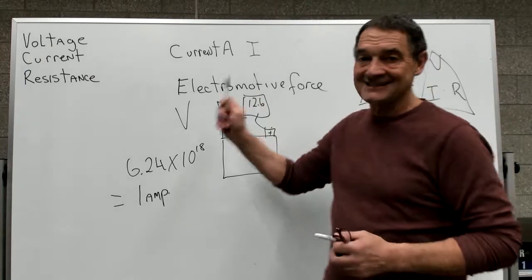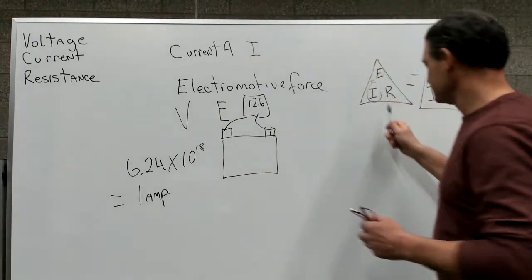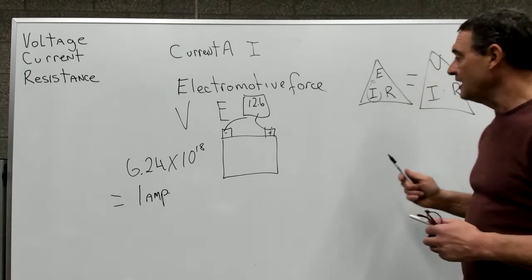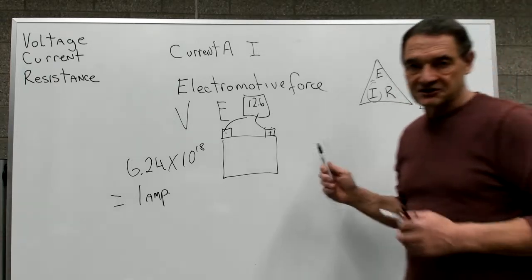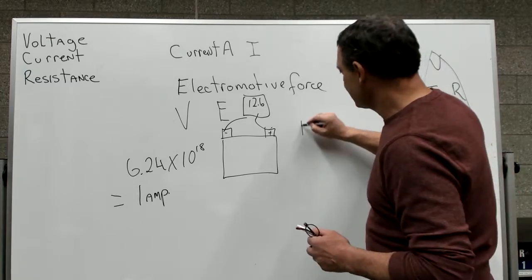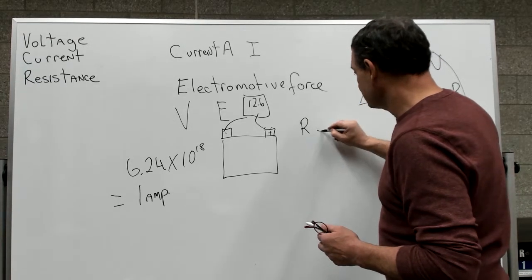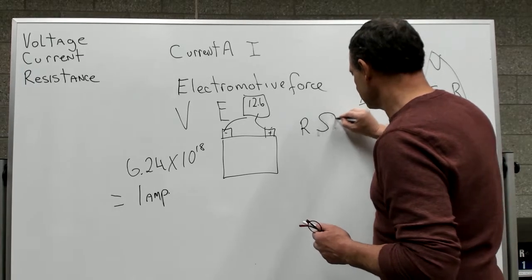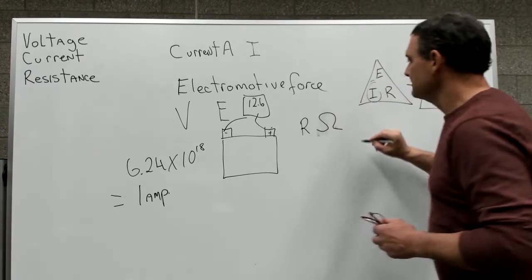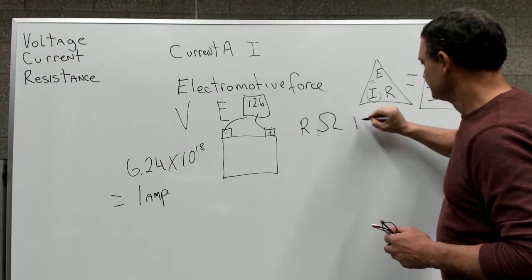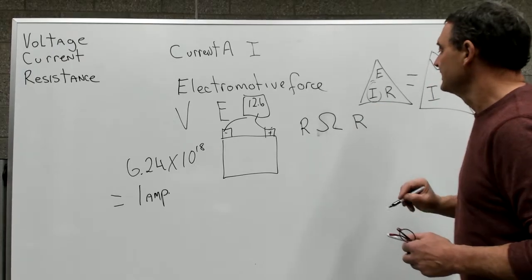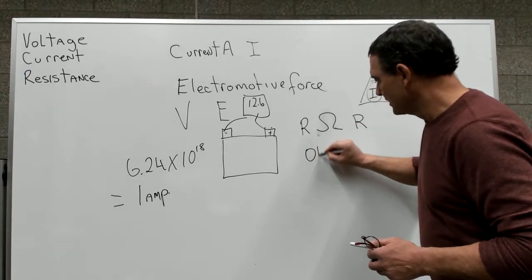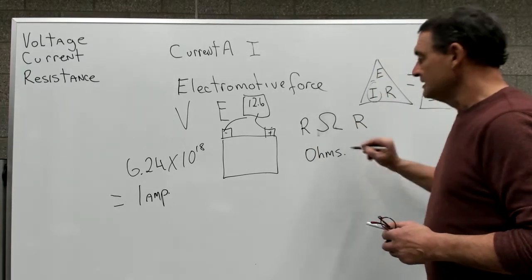And finally, resistance is the last integer on the triangle for Ohm's law, and it represents the opposition to flow. So resistance is R. Sometimes you'll see it as the omega, and sometimes you'll see it as R. You can see it as ohms too. So that's resistance.